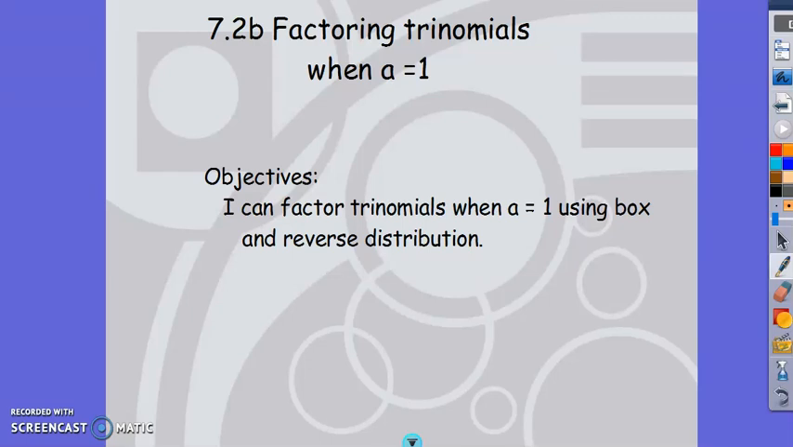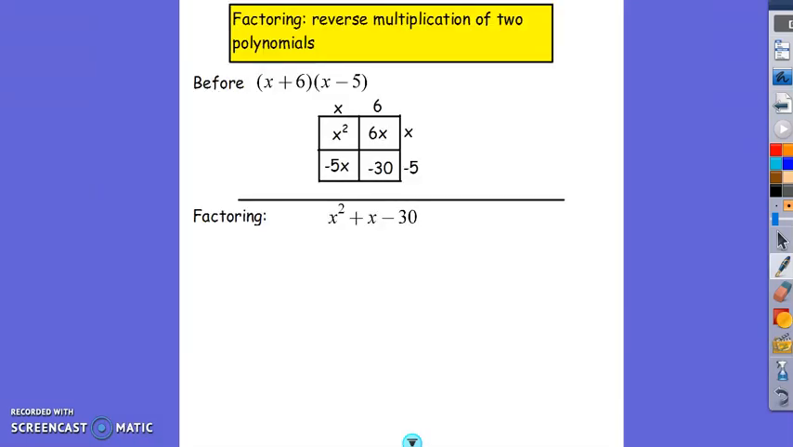All right, factoring trinomials when a equals 1. Before, we've learned that when you multiply two binomials, like x plus 6 times x minus 5, the product equals this, because x times x is x squared, x times 6 is 6x, x times negative 5 is negative 5x, and 6 times negative 5 is negative 30. Then combining like terms in our box, we get x squared plus 1x minus 30.